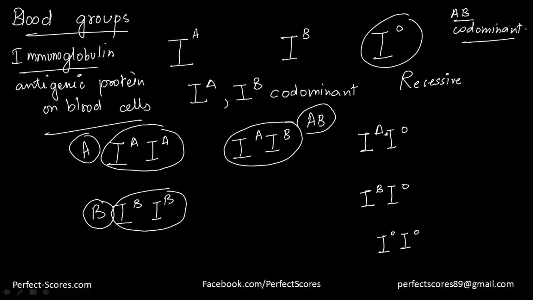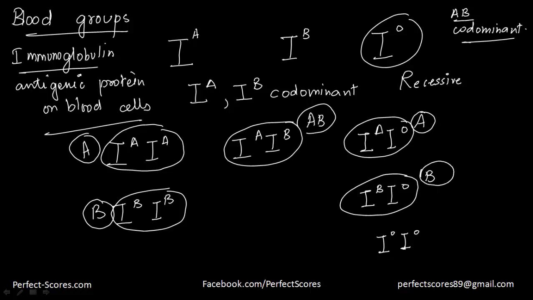A person who is heterozygous for A and O, which is recessive, also has A blood group. A person who is heterozygous for B and the recessive allele is also the B blood group. And the person who does not have A or B, but just the recessive allele, is the O blood group. So let's explore these details in the form of a table.